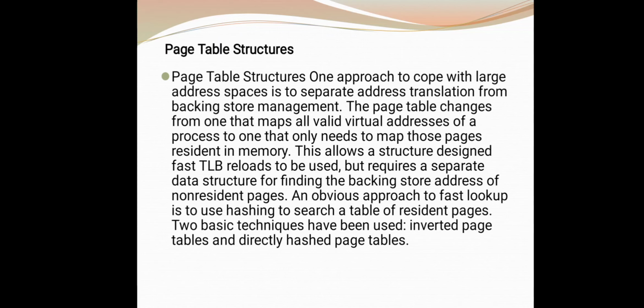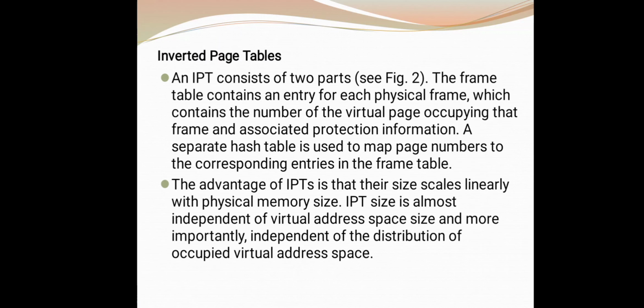This allows a structure designed for fast TLB reloads to be used, but requires a separate data structure for finding backing store addresses. One approach to fast lookup is to use hashing to search a table of pages. Two basic techniques have been used: inverted page tables and directly hashed page tables.